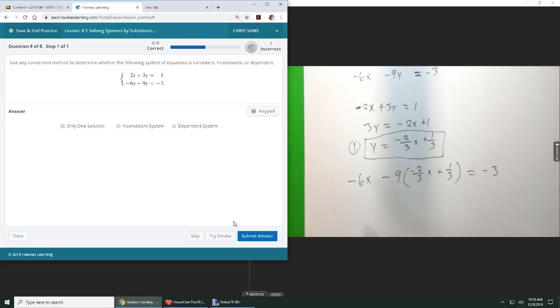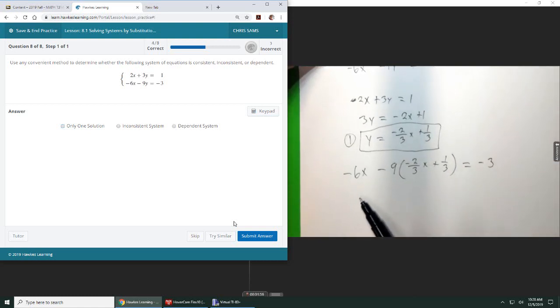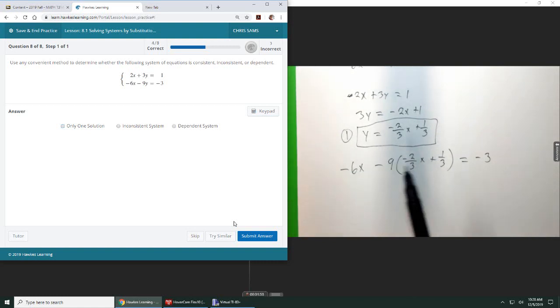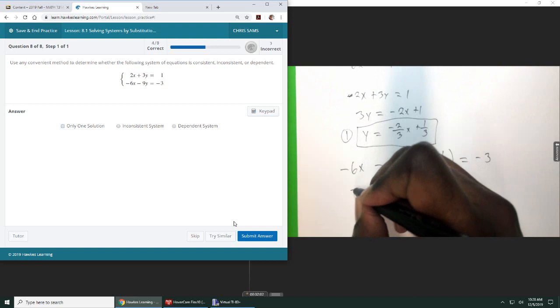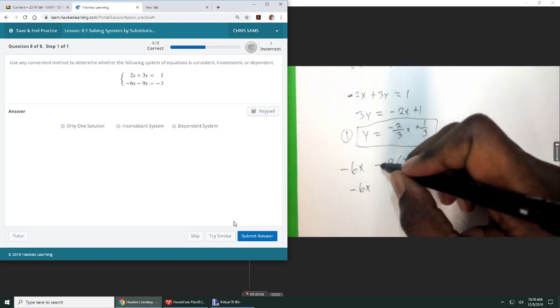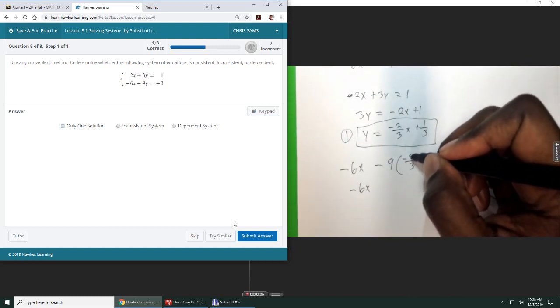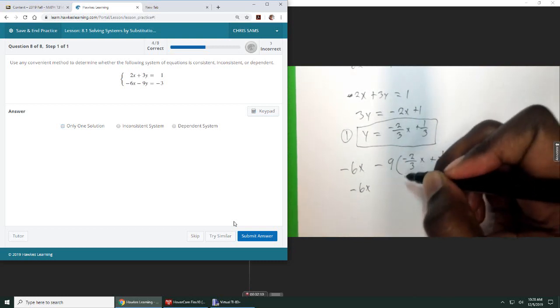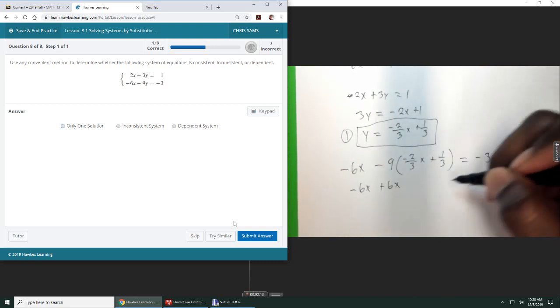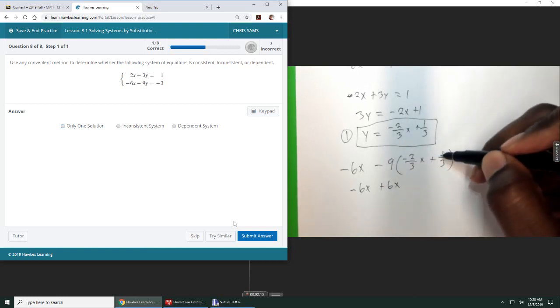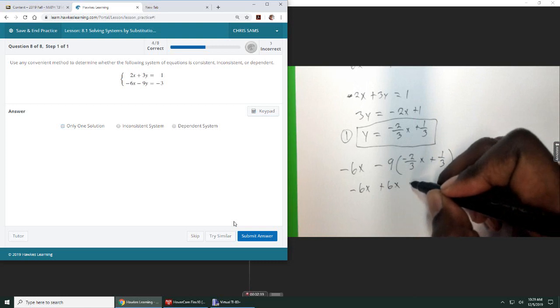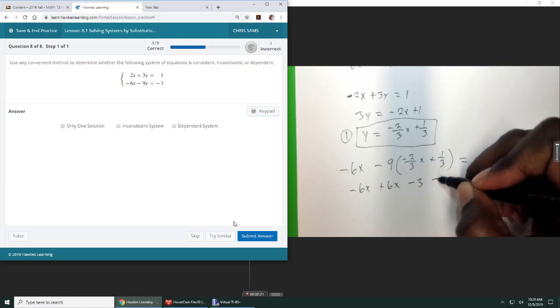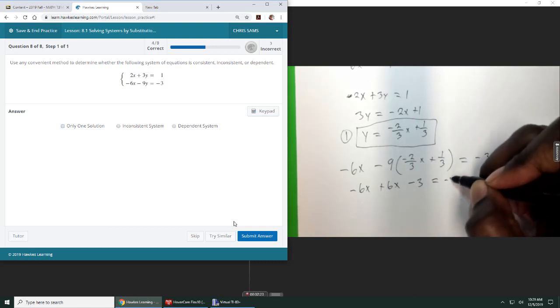So we have fractions. Now this one will work out really nice because 9 is divisible by 3, so when we distribute, the fractions will be gone. So I have a negative 6x, and when I multiply by negative 9, this becomes a positive 18. 18 divided by 3 is 6, and I have my x, so plus 6x. And then when I multiply by 9, negative 9 times 1 is negative 9 divided by 3 is negative 3. And then this is still equal to negative 3.